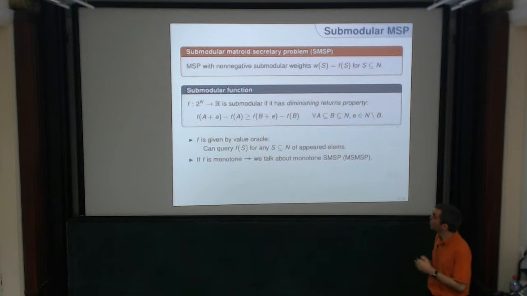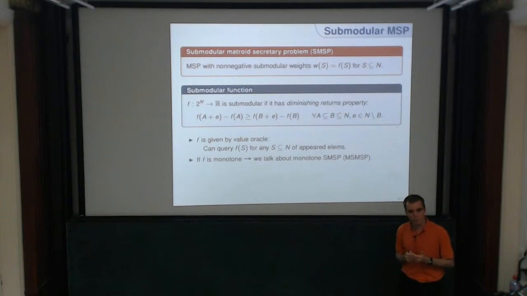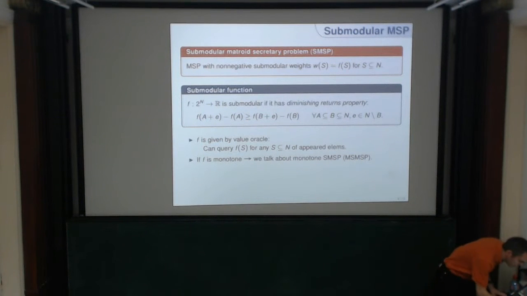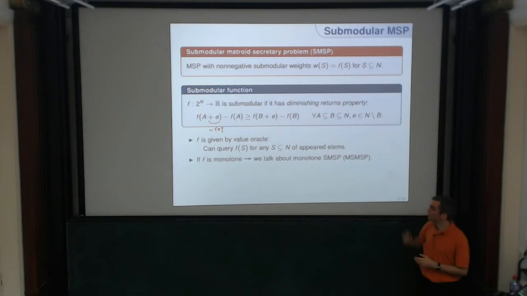Now you probably already guessed what the submodular version will be. Due to those connections to mechanism design, people got interested in the submodular version of the problem, where the objective W is not a linear function anymore, but a submodular function. Again, it's the definition of submodularity in terms of diminishing returns. Here, I just want to highlight that I used the notation plus E as simply union with a single element, and minus E for the same, so set minus E.